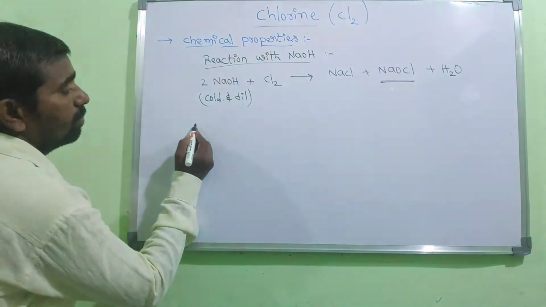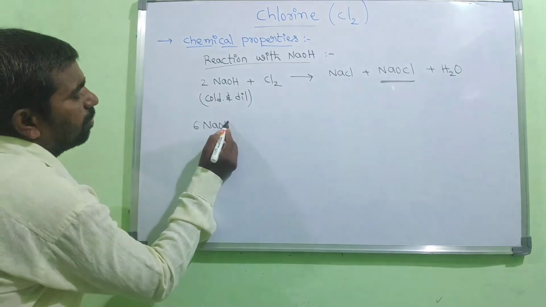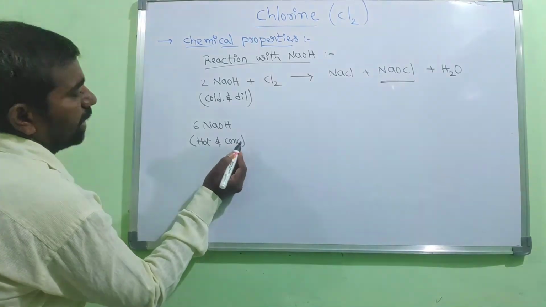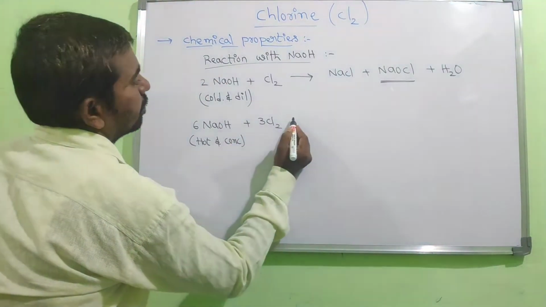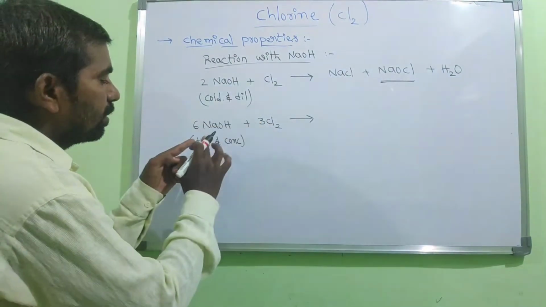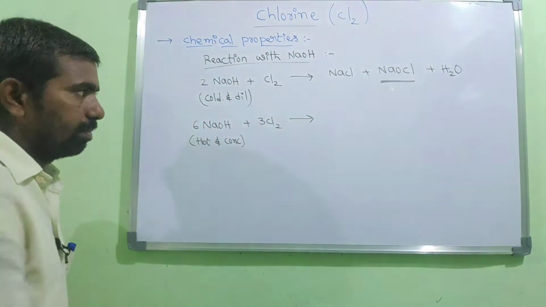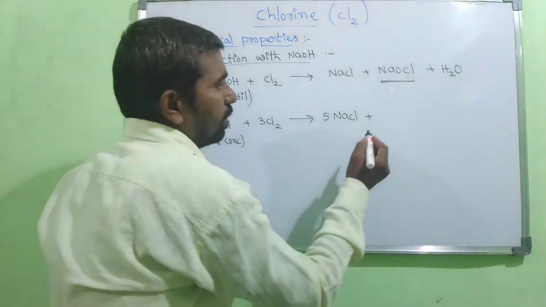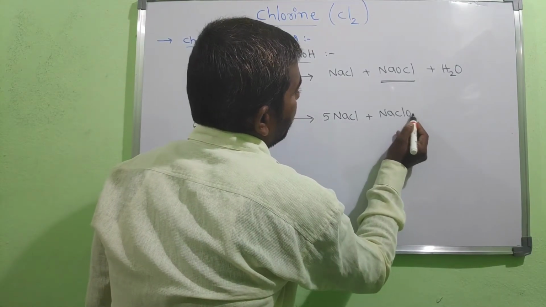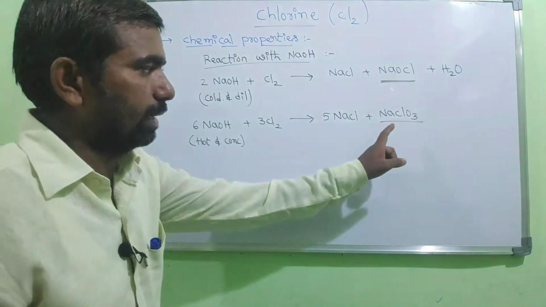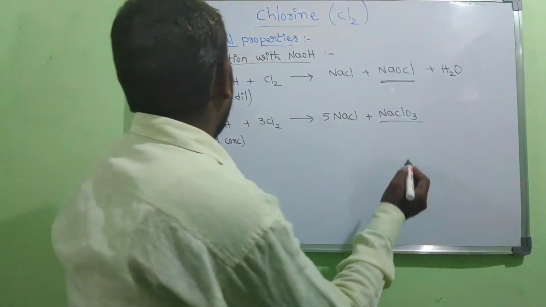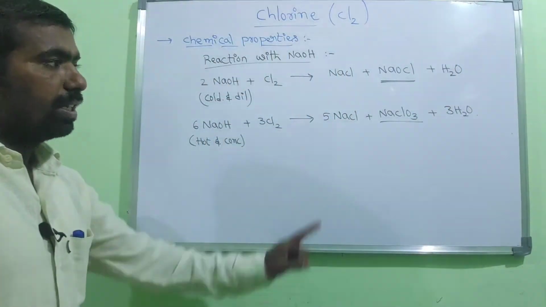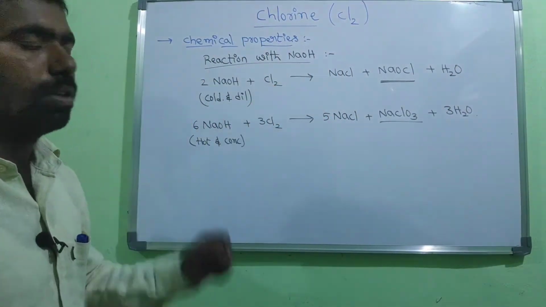So next one, I am taking 6 moles of NaOH, here hot and concentrated we can say, with chlorine. When the chlorine reacts with hot and concentrated sodium hydroxide, it forms 5 moles of NaCl along with another substance I am writing, that is NaClO3, sodium chlorate. It is known as sodium chlorate. And the next, I am writing 3 moles of water molecules. So that is about the reaction between chlorine and sodium hydroxide.